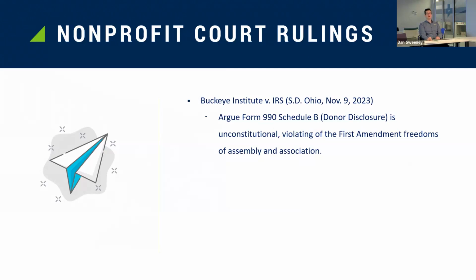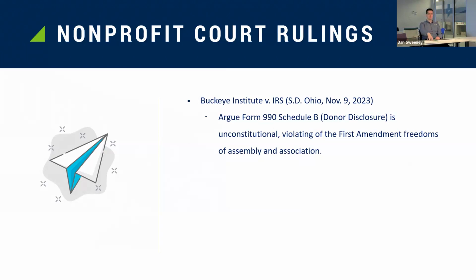And what they're basically arguing is that the Form 990 is unconstitutional, that the IRS should get rid of the Schedule B, where you have to list out your donors' names and their addresses and the amount they gave. They claim it violates their First Amendment freedoms of assembly and association. And last I checked, the case was still ongoing as of October 2024. So it's still working its way through the court system.